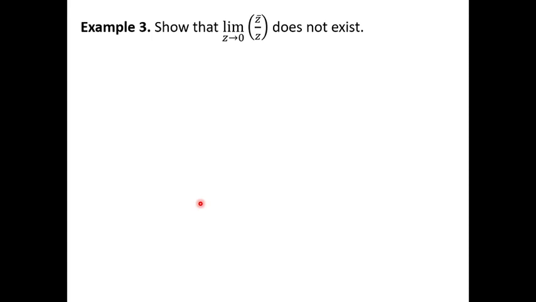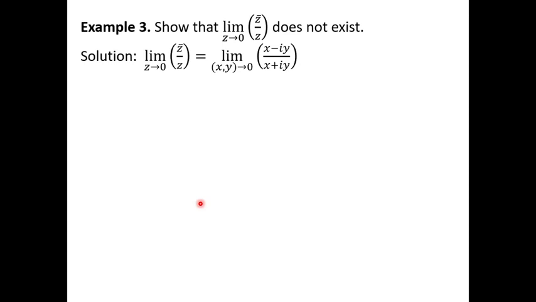Here, show that limit z tends to 0, z bar by z does not exist. In this problem we can show that the limit does not exist. Solution. Let us consider limit z tends to 0, z bar by z. Here we cannot put z equal to 0 because we have z bar, and in the denominator we have z. Z bar represents the conjugate. Therefore, limit of x minus iy, the conjugate of z, divided by z, whose value is x plus iy. This means z can be expressed in terms of x and y.